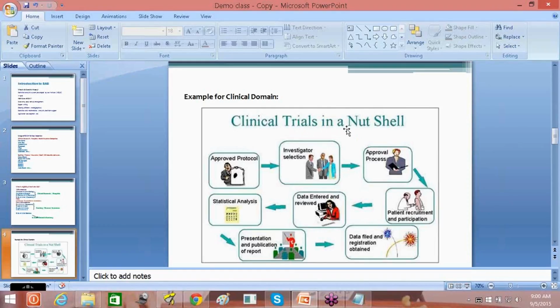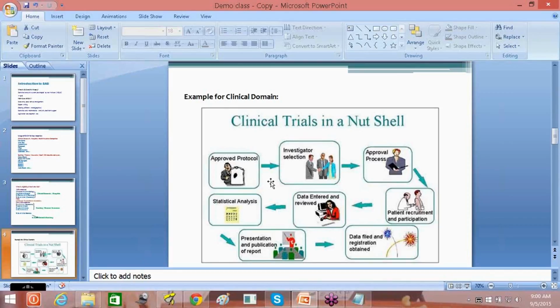So this is the clinical trials in a nutshell. What is the total process of clinical trials? What is the use of conducting clinical trials? Again, the question is because we want to introduce a new drug molecule into the market. That is why FDA asks us to conduct the clinical trials. Clinical trials are nothing but testing of drugs on human beings.